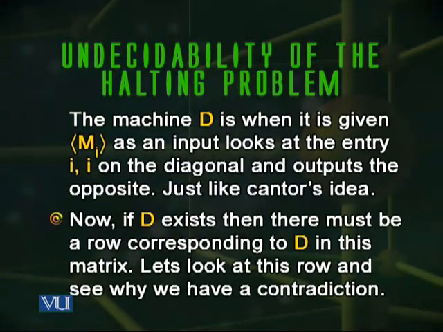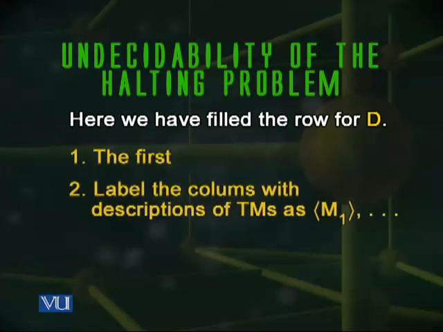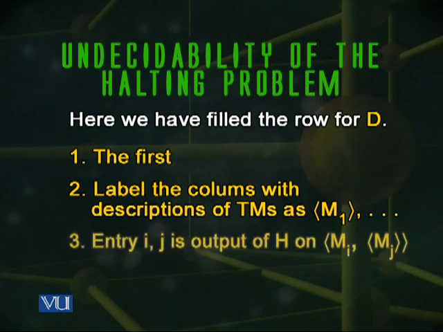Now, if D happens to be a bona fide Turing machine, then D would appear as a label on one of the rows. Let's see how that row looks, and we will reach a contradiction. Here we have filled a row for D. How would the row look? The columns are labeled by descriptions of Turing machines M1, M2, and so on. The ith entry for the row for D will just be the opposite of the output of H on Mi, Mi. So we go to the diagonal and flip it.